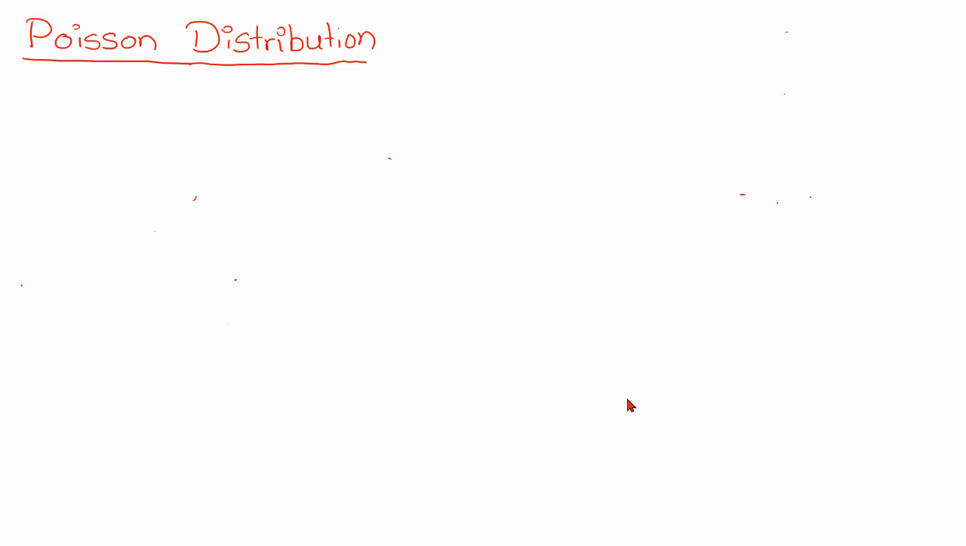Hello students, we had earlier seen the basic introduction to probabilities and the types of probability distributions. In that, we had seen our first probability distribution, that is binomial distribution. Now this video is about the second kind of probability distribution, that is Poisson distribution.